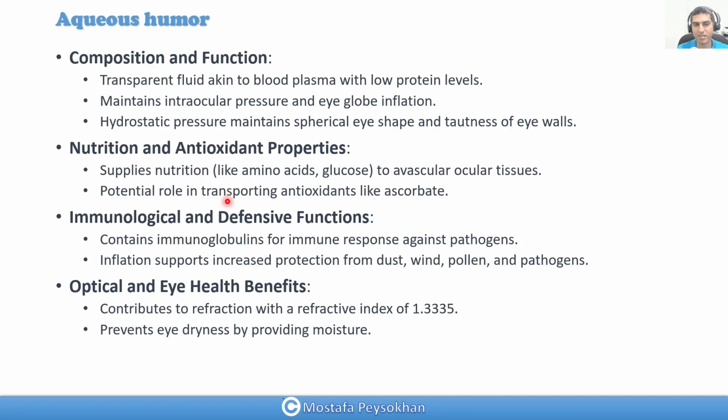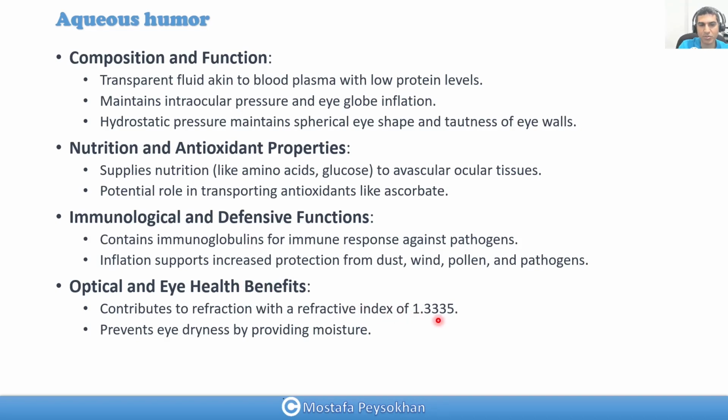It maintains the pressure and globe inflation. Hydrostatic pressure maintains the spherical shape of the eye. So that has a very important function: it keeps the shape of the cornea, which, as I mentioned, is aspheric. It also supplies nutrition and amino acids to the two surfaces it is connected to, and has the potential to transport antioxidants. Another important function of this part of the eye is that it doesn't let any dust or pollen or pathogens go into the eye. So it acts like a defensive mechanism for the eye.